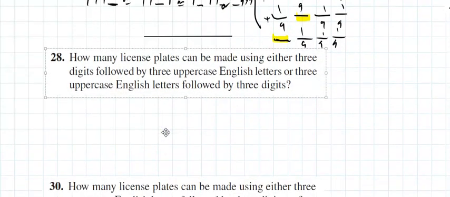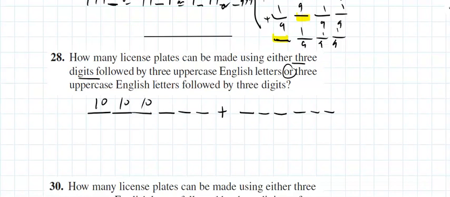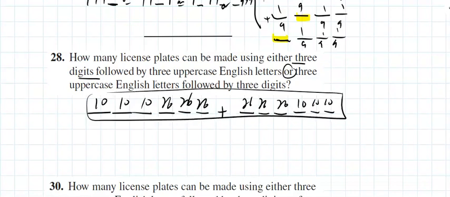Now 28, it says, how many license plates can be made using either 3 digits followed by 3 uppercase letters, or, is a choice, 3 uppercase letters followed by 3 digits. Well, okay. How many digits are there? There's 10, 10, and 10. And how many letters are there? 26. Assuming you could choose them, let's say you can repeat. Or you could have the letters first, then the digits after. So 2 times whatever this number is. That's a massive number, of course.